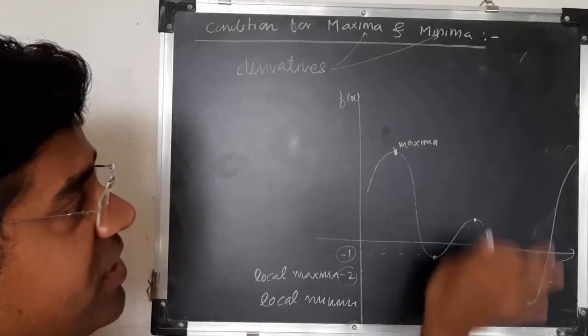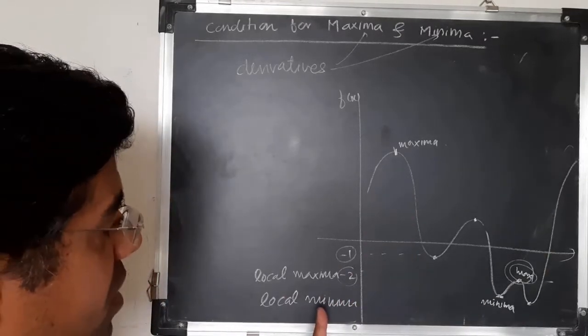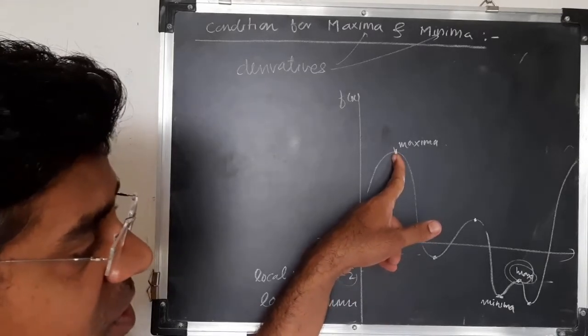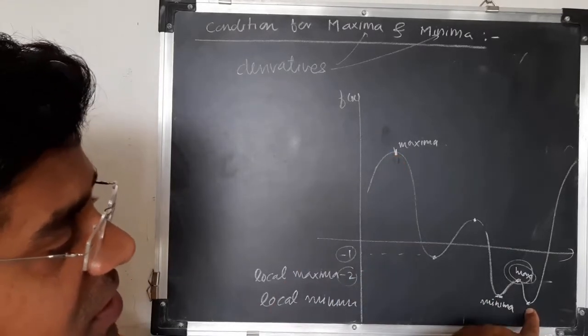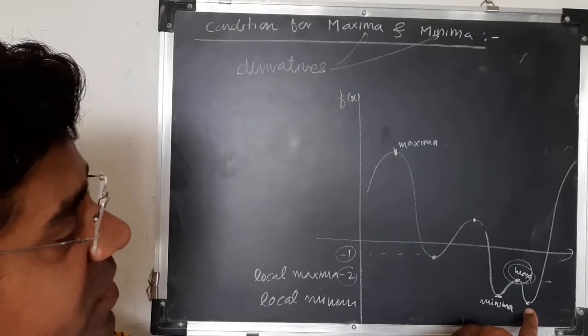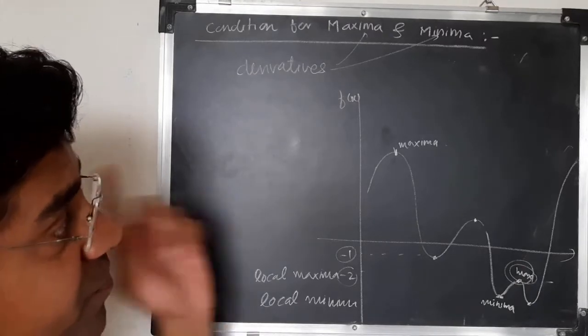Okay, suppose in this graph I have to find out the maxima, the absolute maximum. So this is the absolute maximum value. Where is the lowest minimum? This is the absolute minimum value, the lowest value of that particular function. So that is the case.